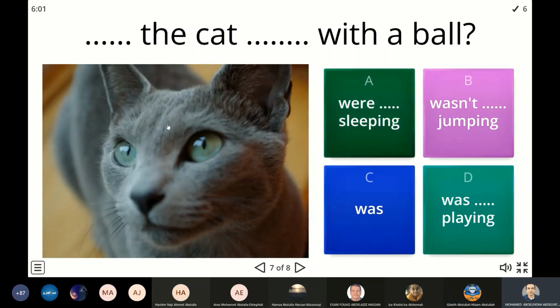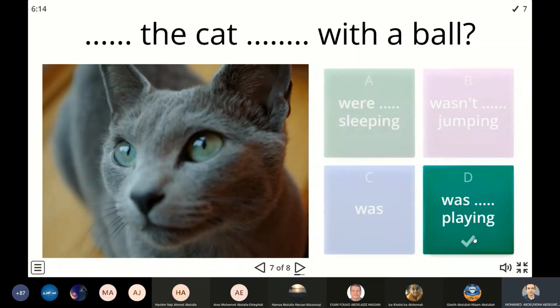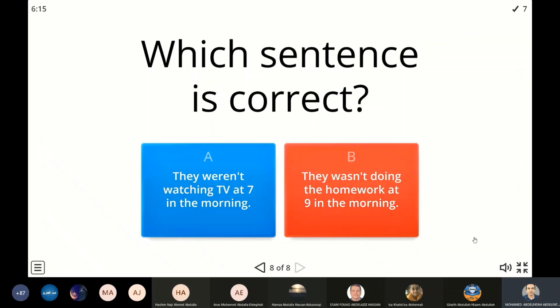So here we can see a cat. Only one cat. So what is the correct answer? D. Was playing. Was the cat playing with a ball? This is the correct answer. This is a question, yes or no question.